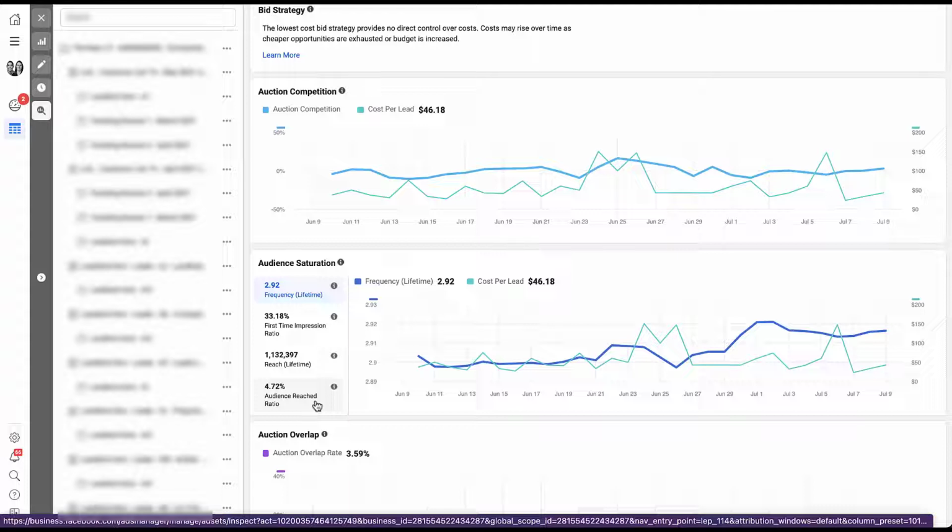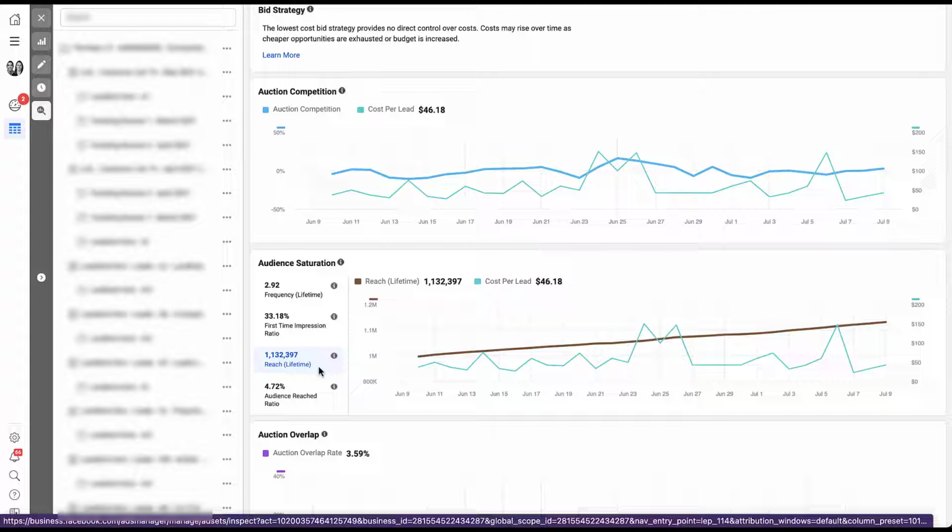As you review each of these different metrics, you'll notice that the cost per lead stat stays in place, but the only thing that changes will be that frequency will change to audience reached ratio. Facebook is going to leave the cost per lead metric so you can compare what your costs have been over time to each of these individual metrics. So you can see here that we've gone from about a 4.2, maybe in the high 4.1s, all the way up to 4.72 in audience reach ratio.